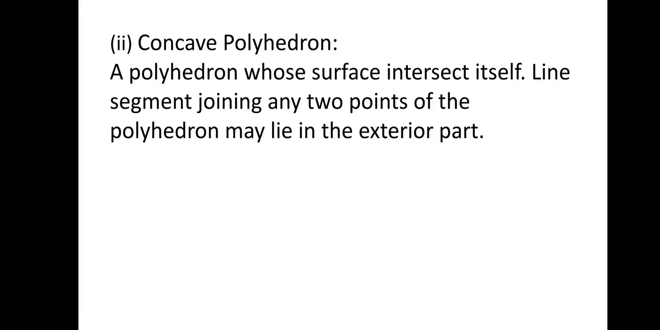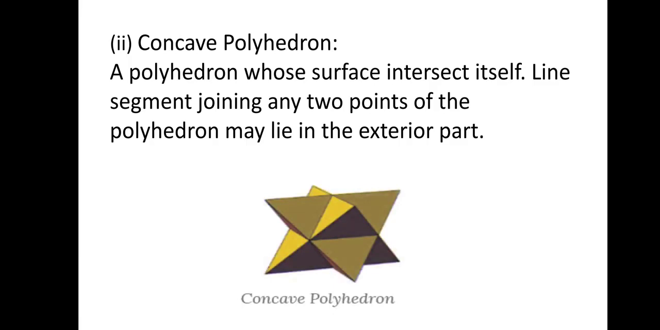Coming to concave polyhedron, a polyhedron whose surface intersects itself. A line segment joining any 2 points on the polyhedron may lie in the exterior part. So, in this case, how will you distinguish whether it is a convex polyhedron or a concave polyhedron? In convex polyhedron, the line segment joining any 2 points of the polyhedron should lie either on the surface or in the interior part of the surface. But here in this concave polyhedron, the line segment joining any 2 points of the polyhedron may lie in the exterior part. This will be more clear with the figures.